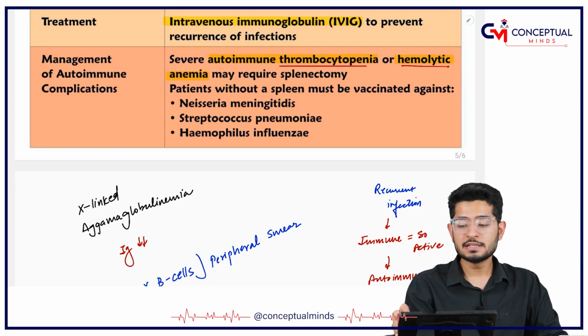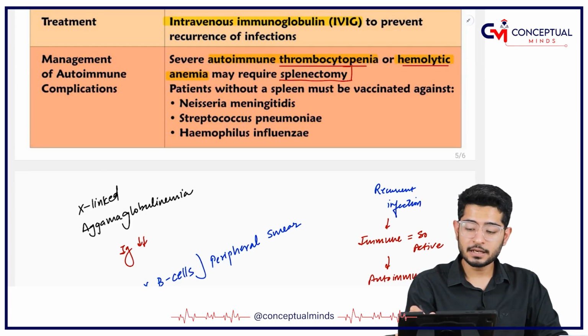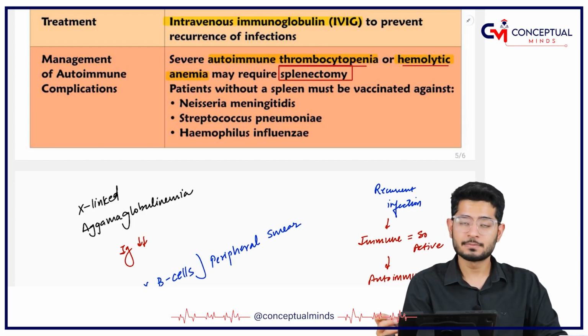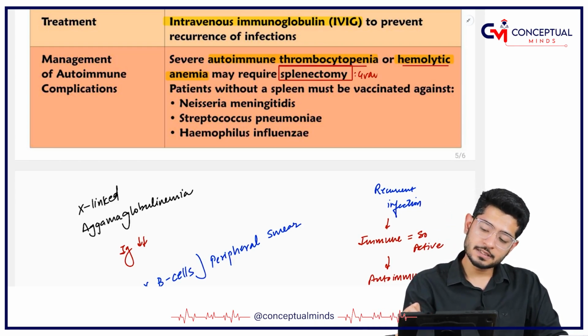So what to do in these cases? We have to remove the spleen. We have to do the splenectomy so that no more killing is going to occur of your RBCs and your platelets, because of course these things are going to get killed in the spleen only. That is called the graveyard. So that's why we remove the spleen itself.